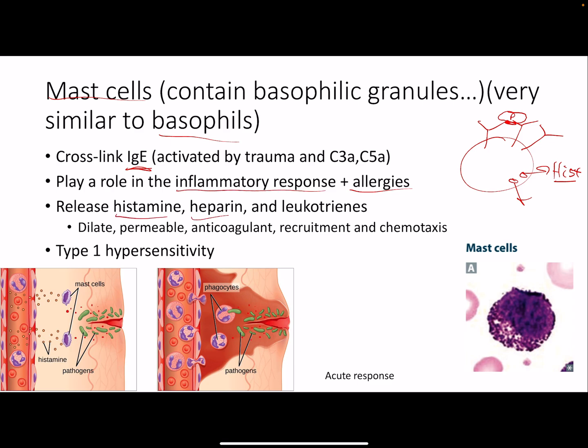So we're releasing histamine, heparin, leukotrienes. And think about the effects of all of this. This is going to dilate blood vessels. This is going to cause the endothelial cells to become a little bit leakier, so fluid from the blood can leak into the interstitial fluid.